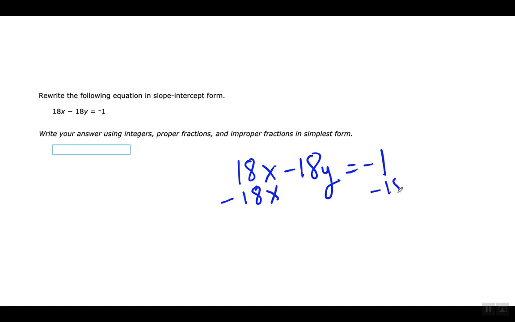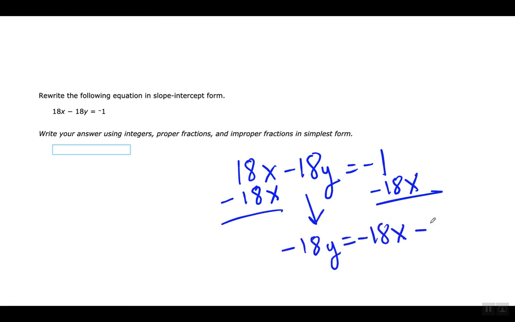All right, so this is in standard form. So I get 18x minus 18y equals negative 1. So I'm going to move 18x to the right by subtracting it from both sides, which is going to give me negative 18y equals negative 18x minus 1. Now my last step is to divide both of these terms by negative 18.